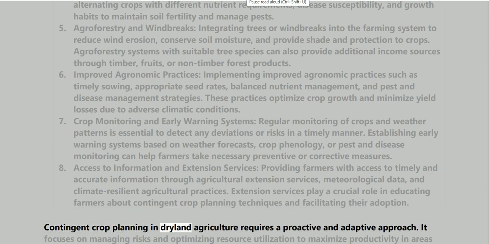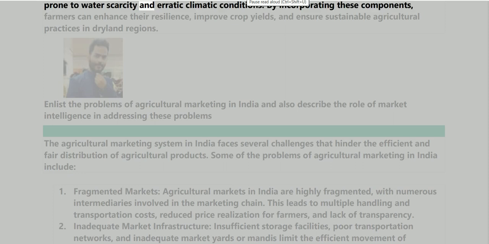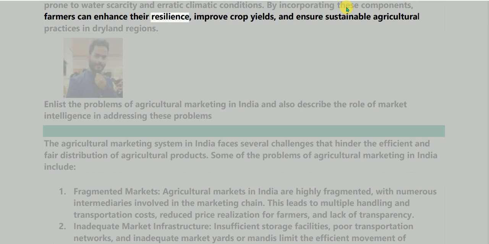Contingent crop planning in dry land agriculture requires a proactive and adaptive approach. It focuses on managing risks and optimizing resource utilization to maximize productivity in areas prone to water scarcity and erratic climatic conditions. By incorporating these components, farmers can enhance their resilience, improve crop yields, and ensure sustainable agricultural practices in dry land regions.